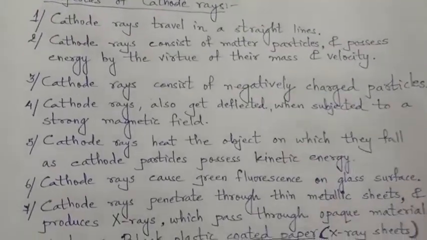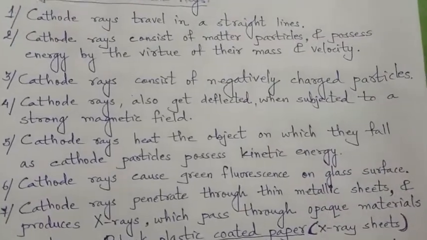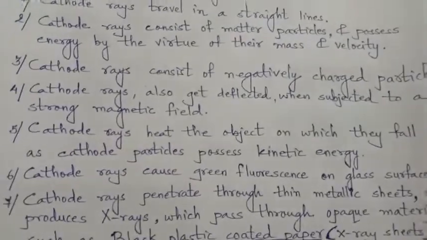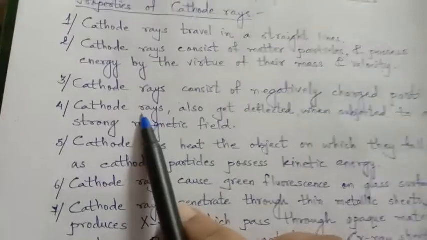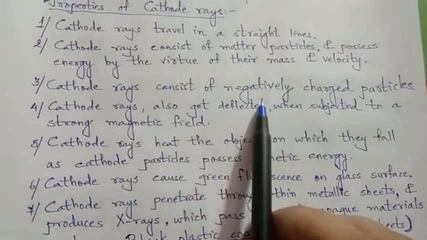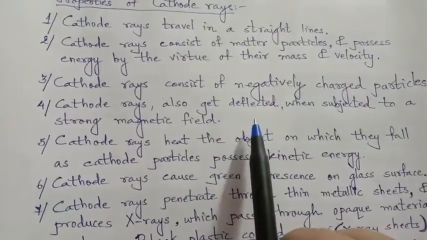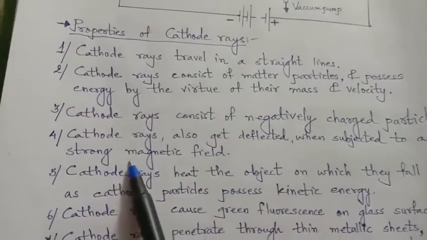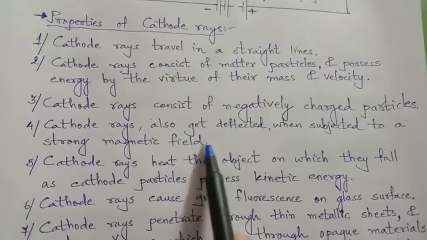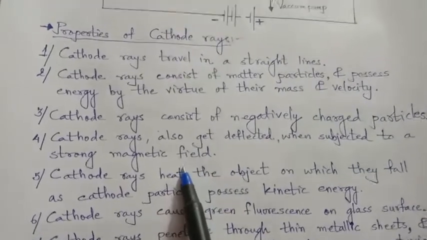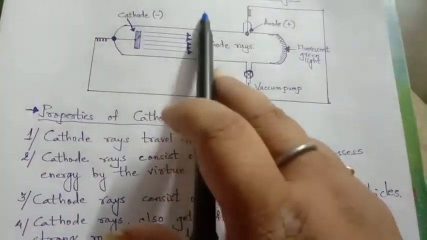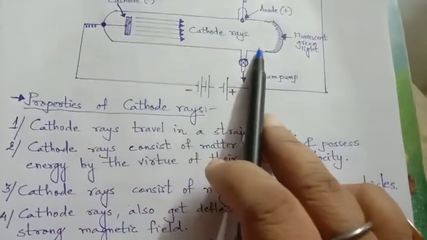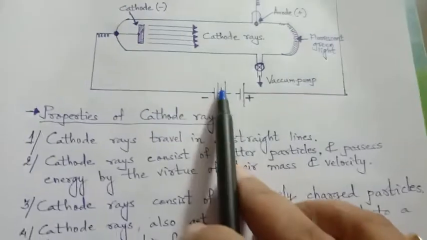Velocity is the motion of a particular object with respect to direction and time, which you have learned in physics. Cathode rays consist of negatively charged particles. Cathode rays also get deflected when subjected to a magnetic field. When a magnetic field was kept around this tube, and when cathode rays passed through it, they started showing deflection.